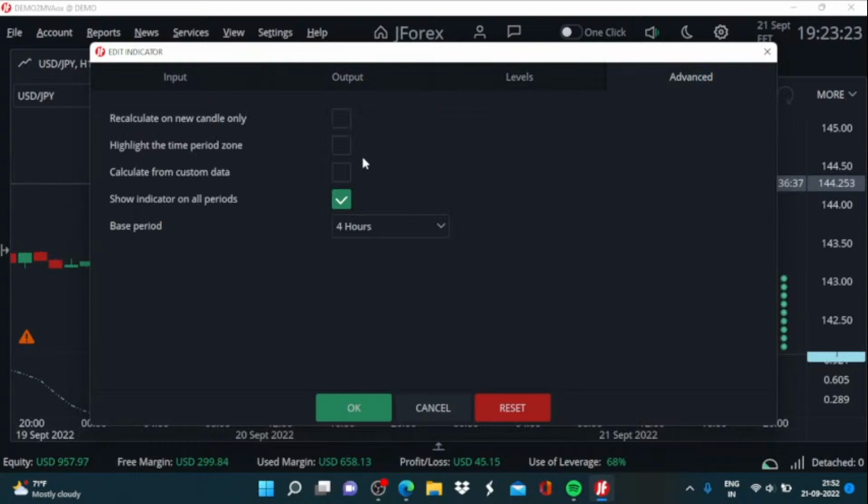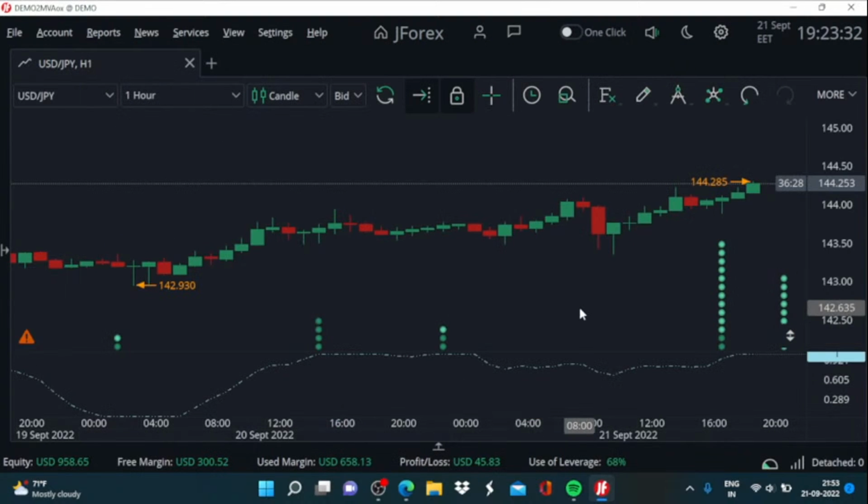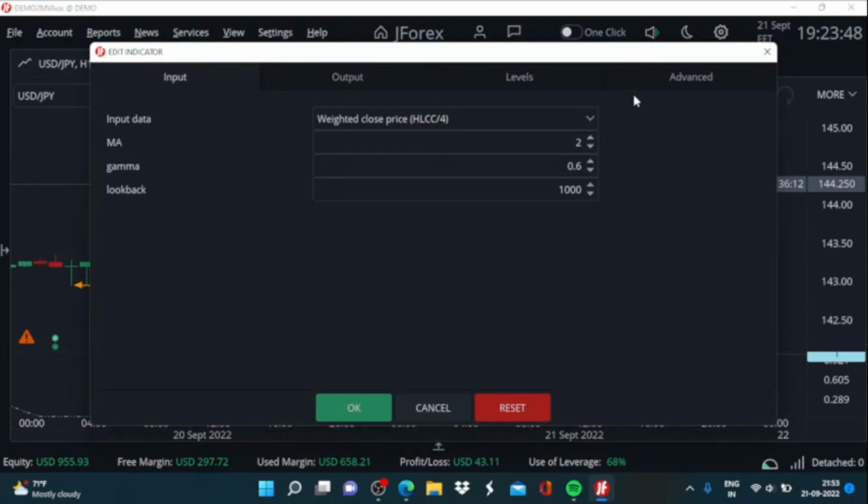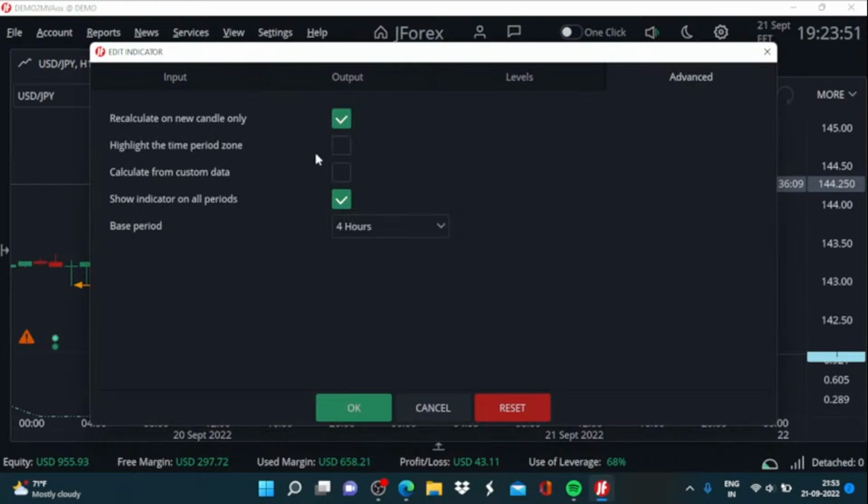Coming to the advanced editing options, if you want the recalculation for the new candle to be done only once, then you can opt in for these options. Then for the given period of time, these output will remain fixed, and only when new candle is plotted we will have the newer output for this indicator, which will again then remain fixed for the given period of time. All right, highlight the time period zone. If you want the calculation period to be highlighted, you can opt in for this.